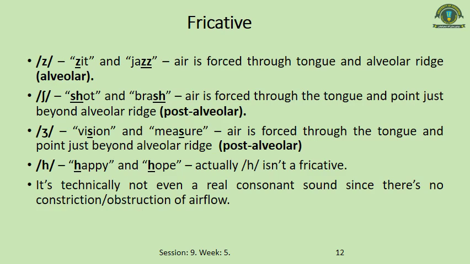The next sound is j. The words which assist us to understand this sound are vision, measure. Most of the time, I have seen many people pronouncing these words incorrectly. That is quite a strange sound to me. I have never heard any native speaker using it. So this is vision and measure. Air is forced to the tongue and point just beyond the alveolar ridge. Vision, measure.